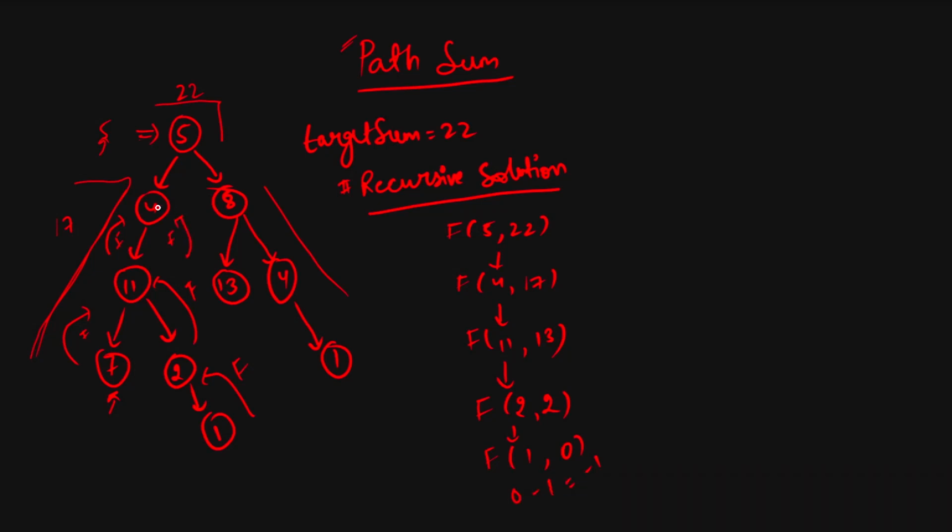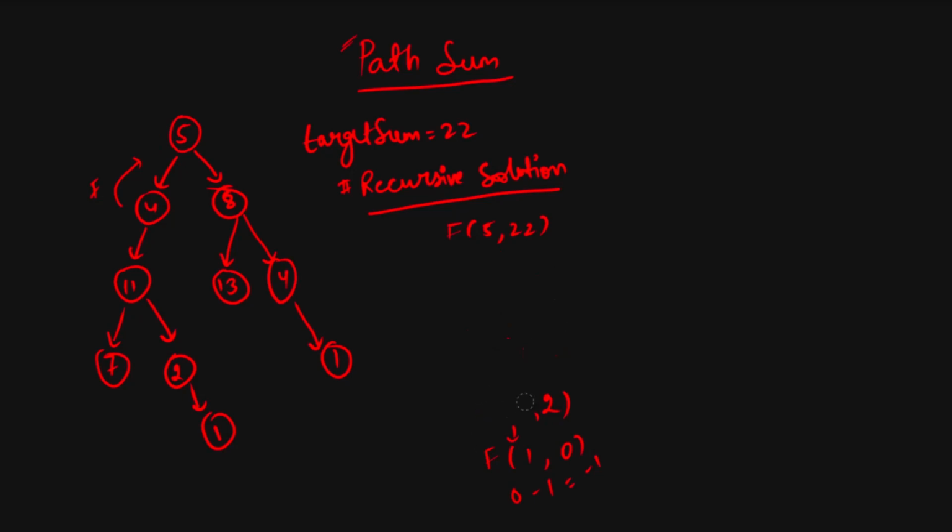Return false. So its left and right both return false, so this will also return false. So what I can say is, here in the left subtree there is no such path, so the left subtree is returning false. If the left subtree returns false, then it will go to its right subtree. So one by one they are returning false. Now it will go to its right subtree.